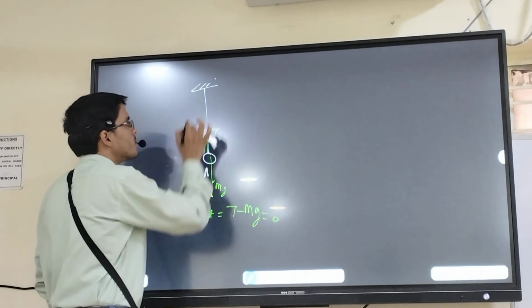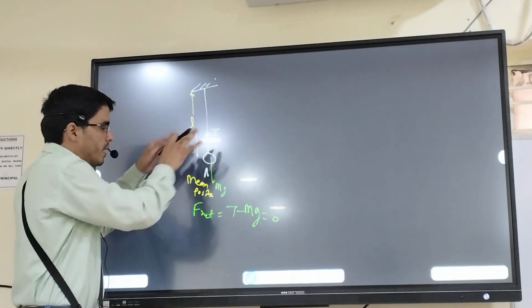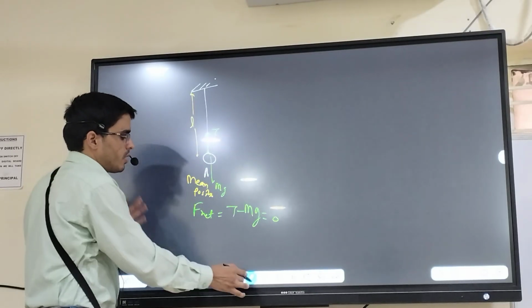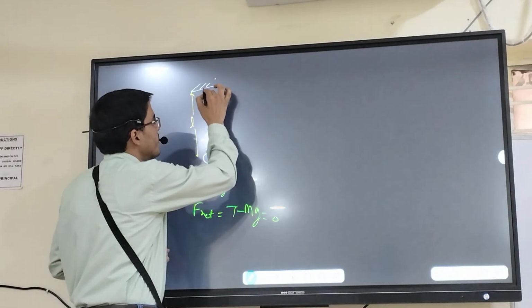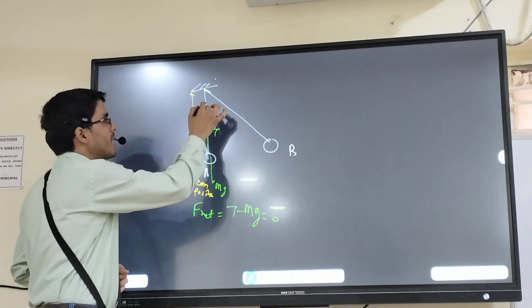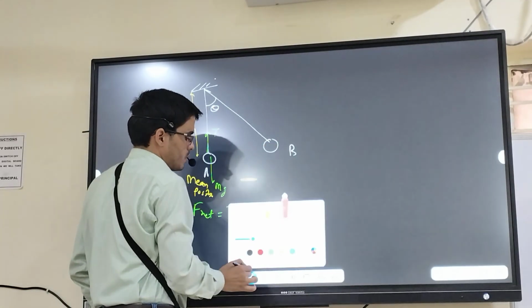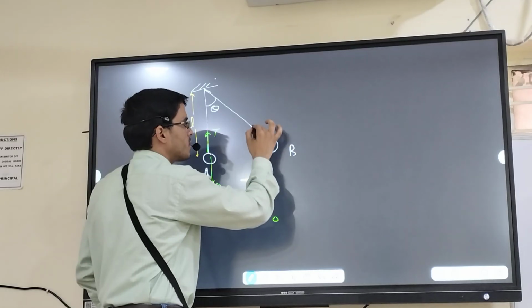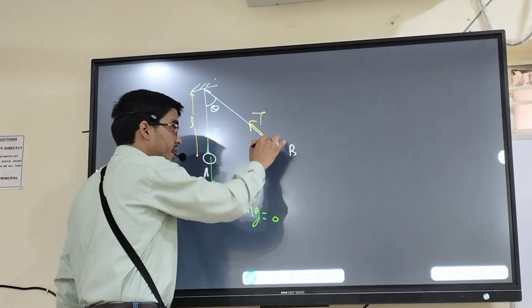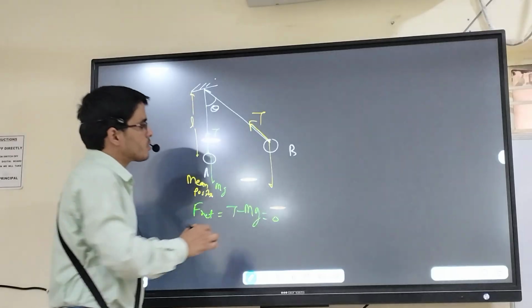Wait. See, suppose this string has length L. Now suppose I have applied some force. So it will oscillate now. Suppose it will be present here, after some time, here, at point B. And that angle, suppose, is theta. At this point B, how many forces? Sir, always the tension along the length of string, no doubt. Yes, always. And always vertically downward mg, not like that. Downward mg is there. So that is your mg force.